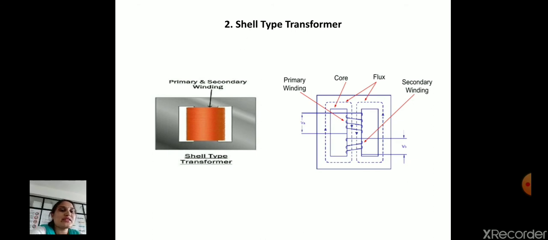Because of this construction, the shell type provides a double magnetic circuit, right? This type of core provides better mechanical support and protection for the winding. So this is about the shell type of transformer.